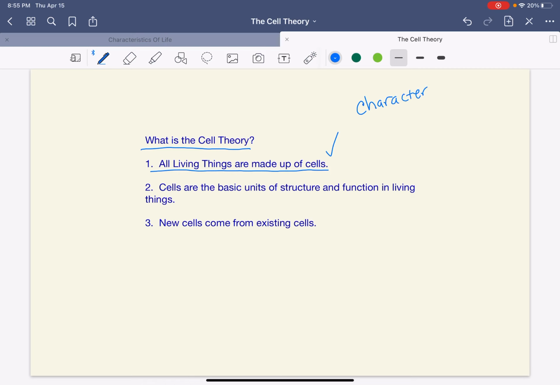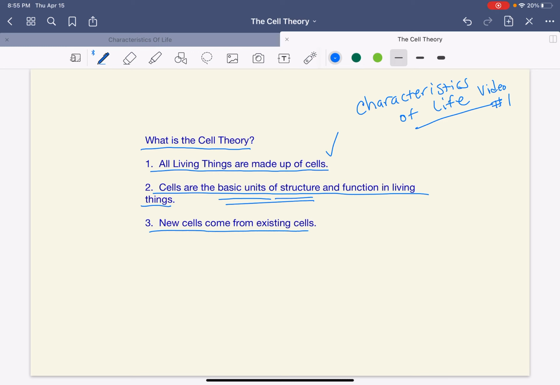Video 1, characteristics of life. That was video number 1. So all living things are made up of cells. That's one. The second cell theory: cells are the basic units of structure and function in living things. They are the basic units of structure of living things. Next, new cells come from existing cells or pre-existing cells.